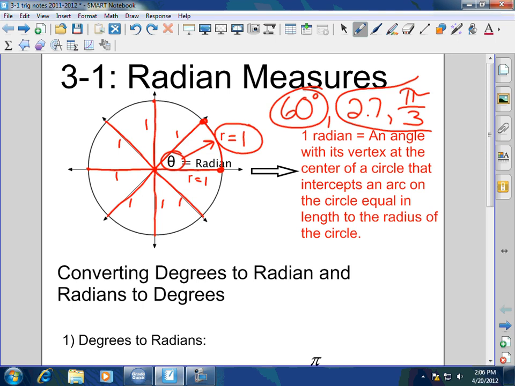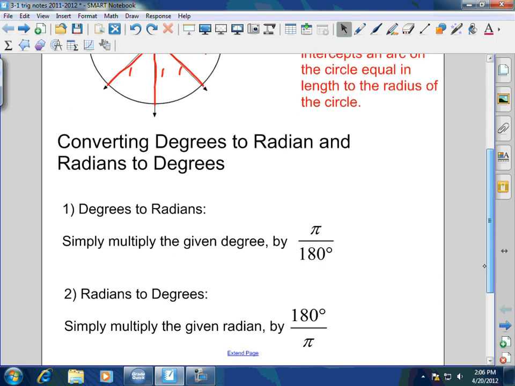A degree doesn't have all of those parameters, but a radian does. So now, how do we convert from radians to degrees and degrees to radians? Well, luckily, we already investigated this. Remember, I took you a little bit ahead last chapter, but we're going to revisit it. To convert a degree to a radian, you simply multiply by pi over 180. Literally, it's exactly what you do.